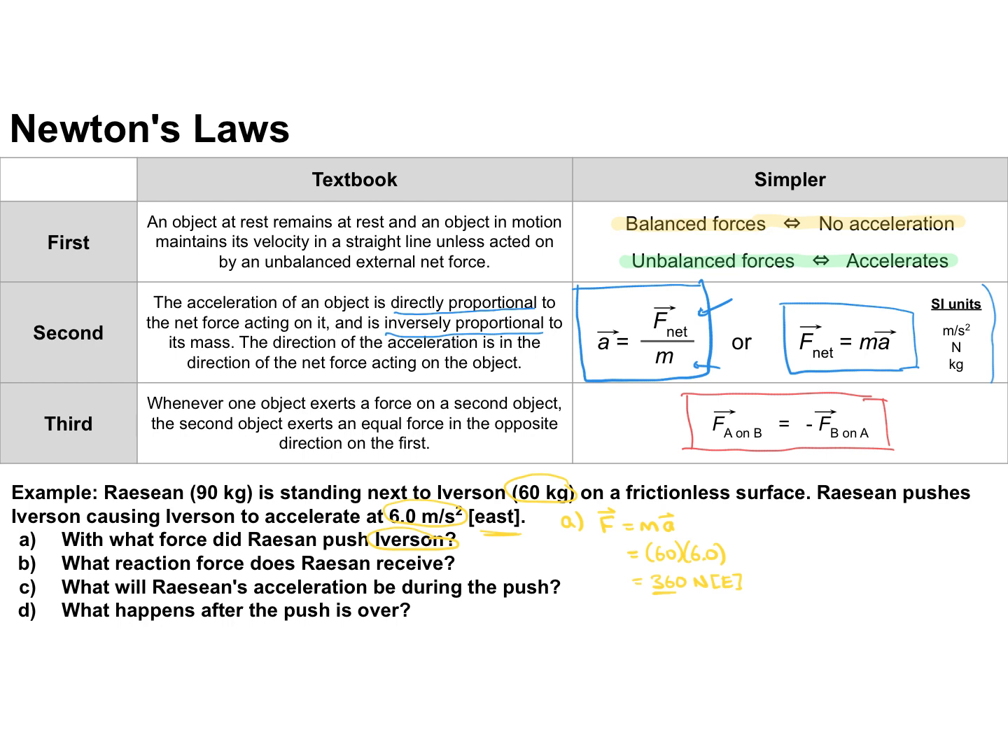B, what reaction force does Rayshawn receive? Part B is referring to Newton's third law. In part A, we used the second law, and we discovered that Rayshawn pushes Iverson with 360 newtons. Well, Newton's third law says that Iverson must push back on Rayshawn with this exact same magnitude of force, just in the opposite direction. So I would simply say it's 360 newtons west, opposite direction. So that is Newton's third law.